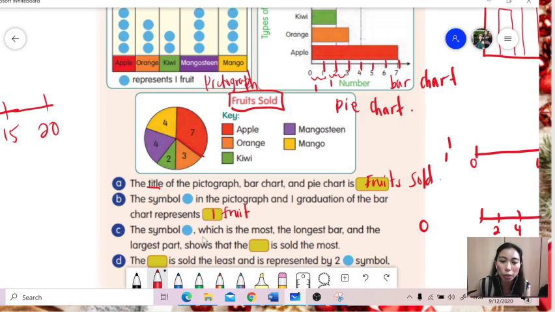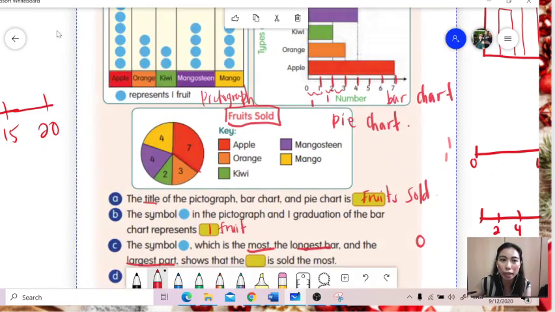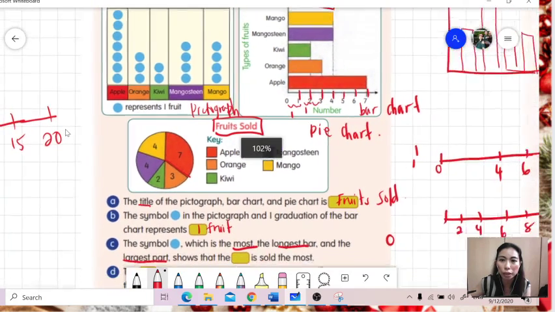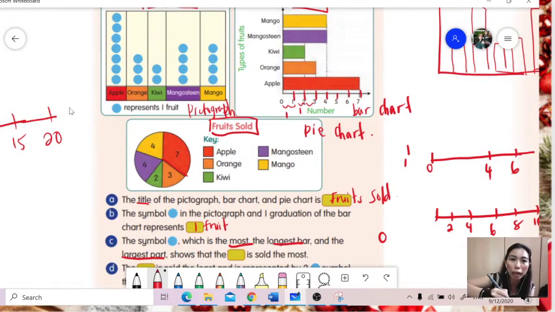Okay, the symbol dot, which is the most, the longest bar and the largest bar, shows that the, okay, so here, okay, the most, the longest and the largest bar. Semua yang paling besar, yang paling tinggi dan yang paling banyak. That what is sold the most? Sekarang siapa yang paling banyak dijual? So look at based on the graph or pictograph, the bar chart. Yang paling banyak lah. So Apple paling tinggi, paling banyak 1, 2, 3, 4, 5, 6, 7.